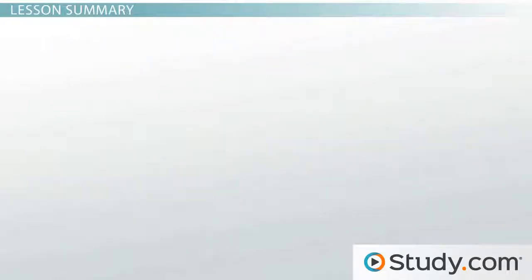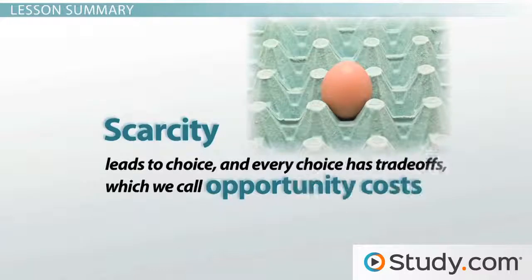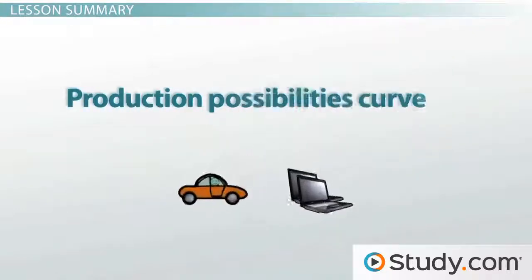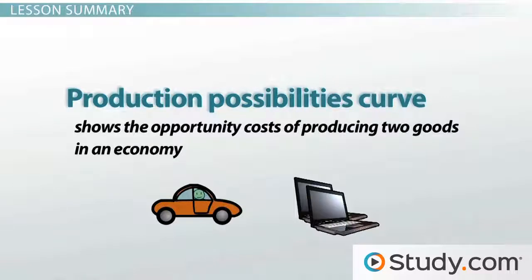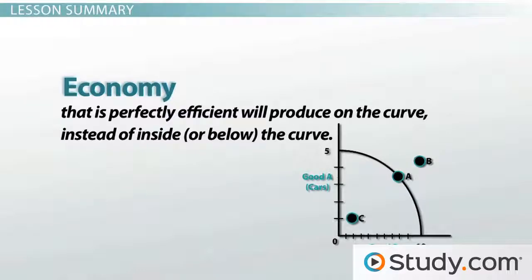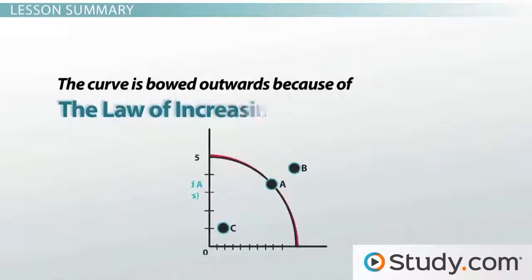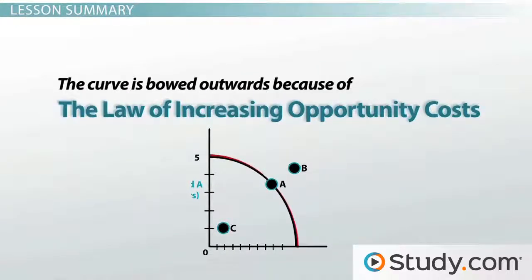To summarize what we've talked about with the production possibilities model, scarcity leads to choice, and every choice has trade-offs, which we call opportunity costs. The production possibilities curve shows the opportunity costs of producing two goods in an economy. An economy that is perfectly efficient will produce on the curve instead of inside or below the curve. The curve is bowed outwards because of the law of increasing opportunity costs.